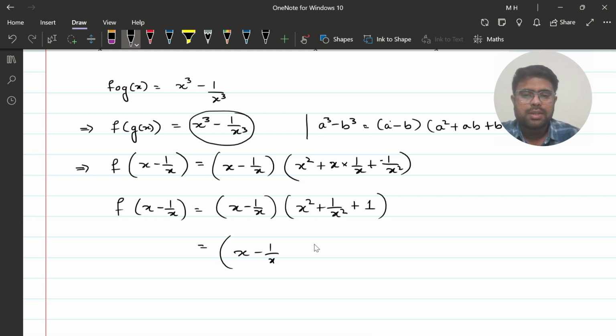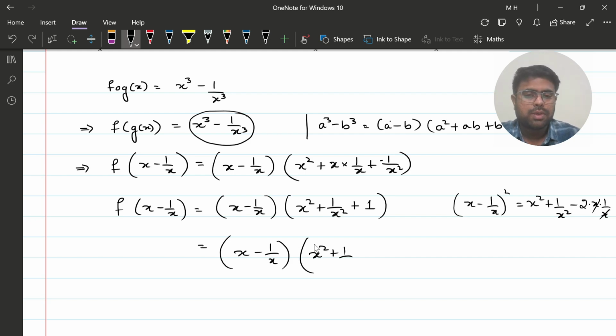x minus 1 by x. Okay, if you square x minus 1 by x, what are you going to get? You are going to get a square plus b square minus 2ab, that is minus 2 into x into 1 by x. X and x would get cancelled out, you'll get minus 2. So I'll try to get minus 2 here.